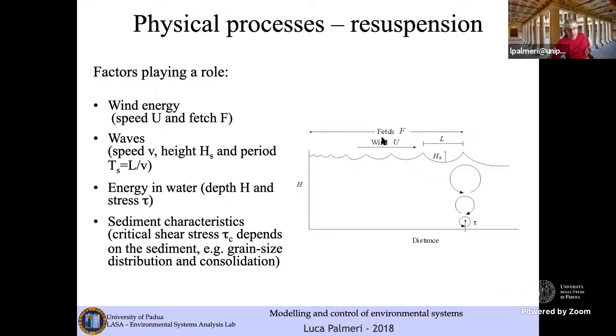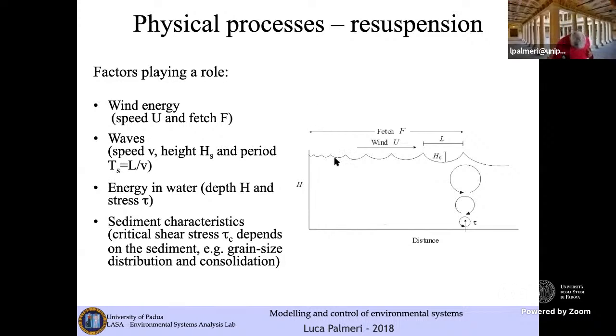We may represent these effects by drawing the surface of the water as a wavy surface, so we may have an increase in wave height and a decrease, or also an increase, in wave period as a function of the fetch or the distance.